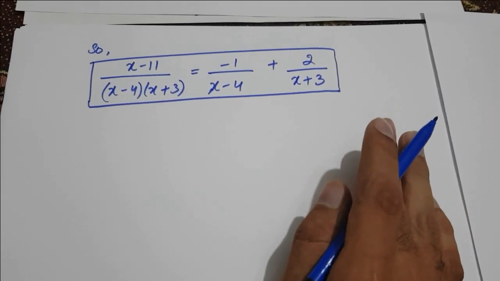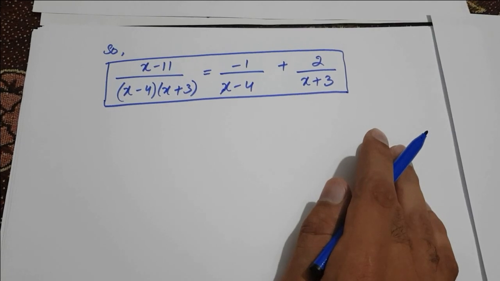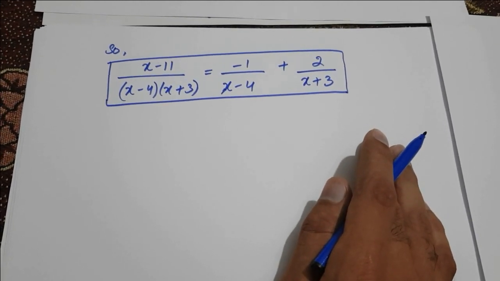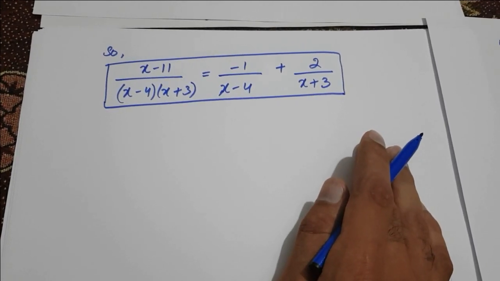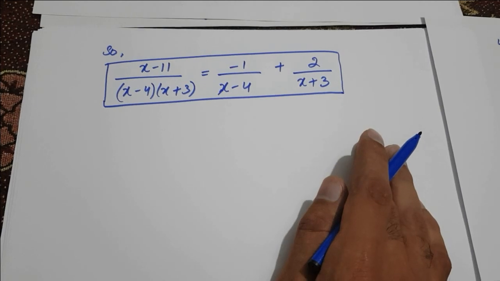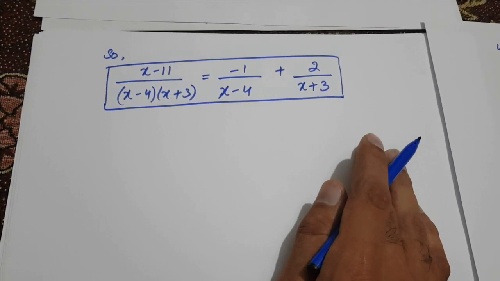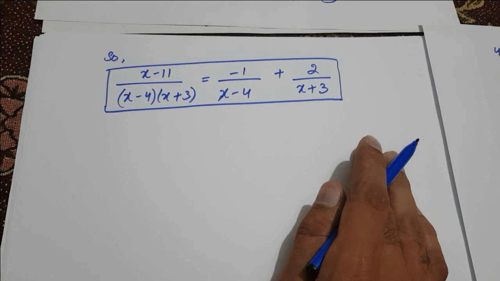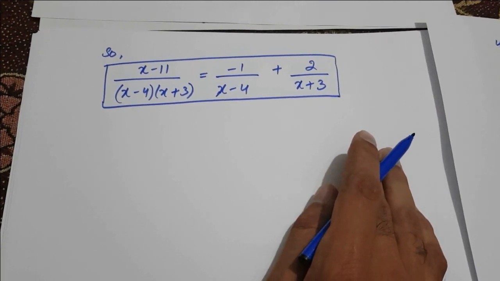Remember, students, it doesn't matter if you write a over x plus 3 and b over x minus 4. You will eventually get the same answers above your denominators. The use of letters is not that important. You have to follow the required steps.